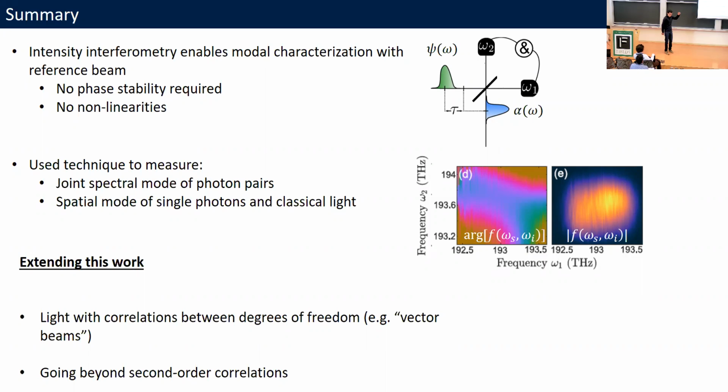I think in the future it'd be interesting to try to characterize polarization as well, and in particular looking at these vector beams that have these correlations between polarization and spatial degrees of freedom. And I'm also curious about what happens when you go beyond just second order correlations. What if you look at higher order correlations? Can that be useful for anything?